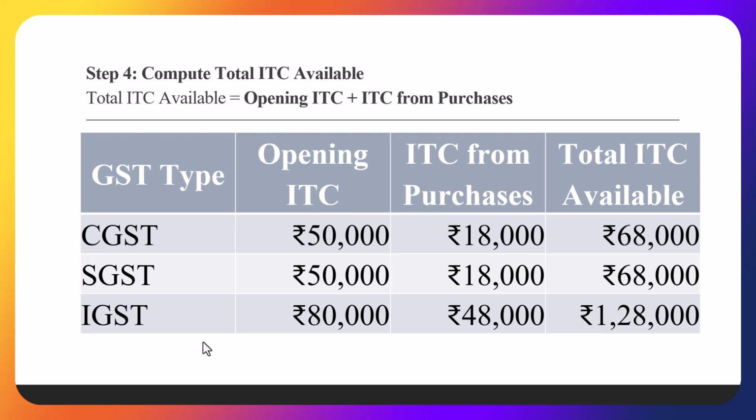So, the opening balance is given on account of CGST, SGST, and IGST, which is 50,000. He'll be getting another 18,000 ITC on the purchases, and the total ITC available will be 68,000 in case of CGST as well as against SGST, the same amount. But for IGST, the figure is 1,28,000, which is 80,000 opening balance plus 48,000 for the fresh purchases which he made in the month of January.